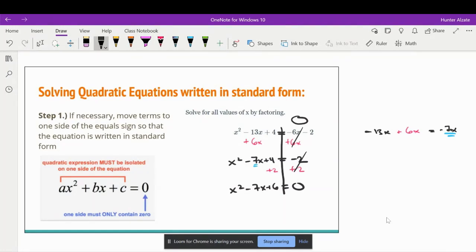So see how one side must only contain 0. I got that 0 on this side. And then I have the standard form, which we talked about before, on this side. So it's exactly how I want it. So all done with step 1.